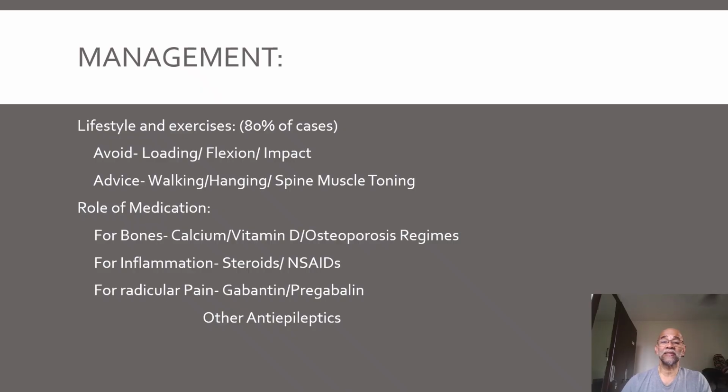Role of medications. Supplements like calcium, vitamin D are important for keeping bone health. Osteoporosis regimes may be required in patients who are osteoporotic. For inflammation, the medicines are given short term only, not to be given on a long term basis. Steroids might help temporizing severe pain. Non-steroidal anti-inflammatory drugs can be used. For radicular pain, you use some kind of anti-epileptics. Gabapentin or pregabalin are most commonly used.